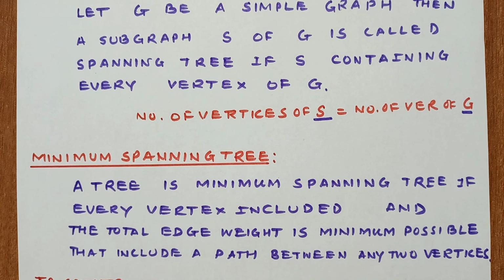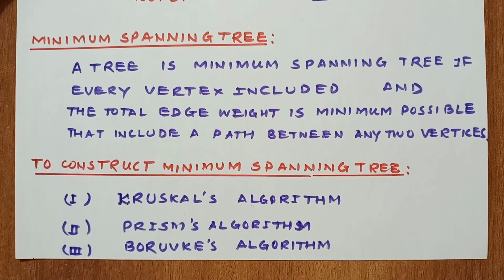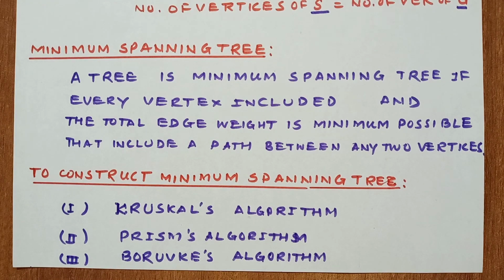To construct a minimum spanning tree, we shall use three methods. First is Kruskal's algorithm, second is Prim's algorithm, and third is Sollin's algorithm.